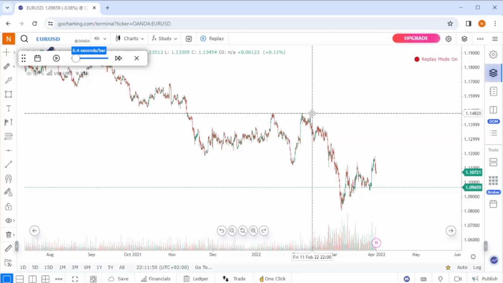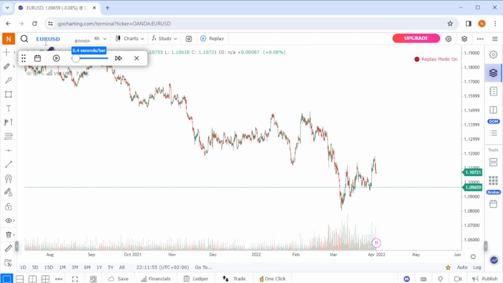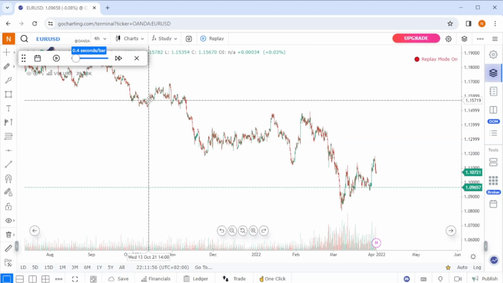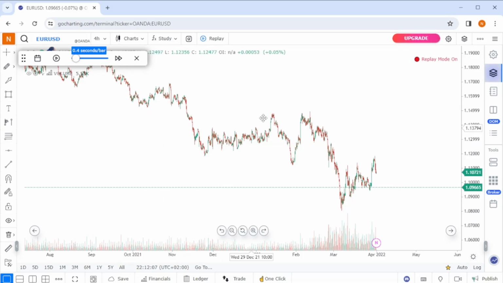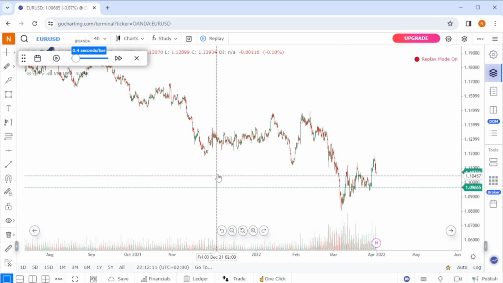So as you guys can see right here, we have ourselves the Euro United States currency pair. Going into technical analysis, the first thing that you should do is identify the trend. As you can see, this is a downtrend. So that's the first thing that you identify.